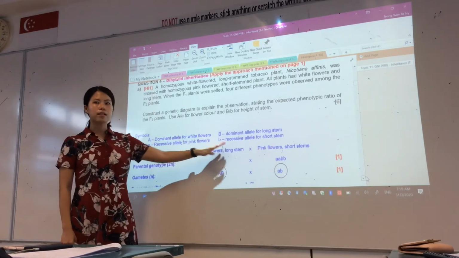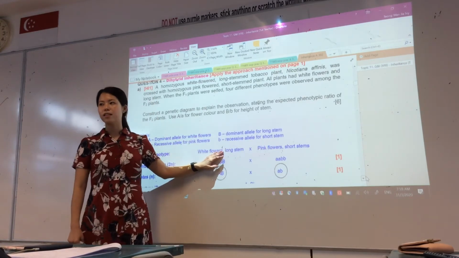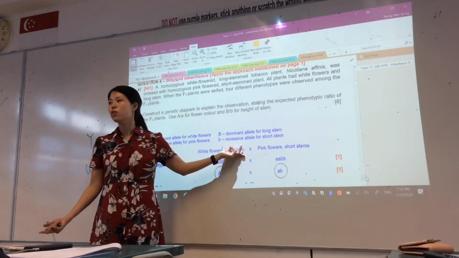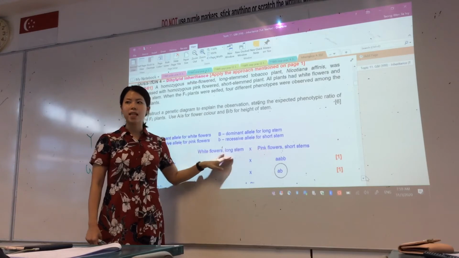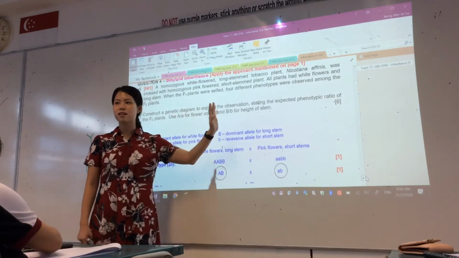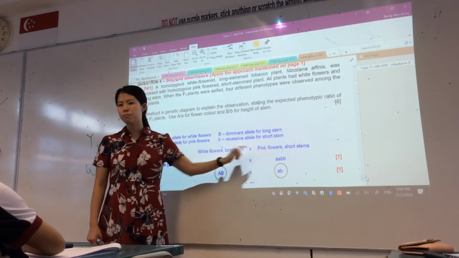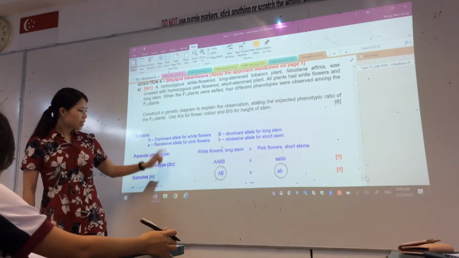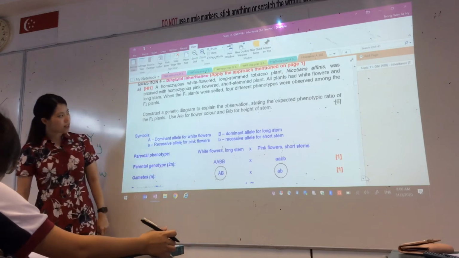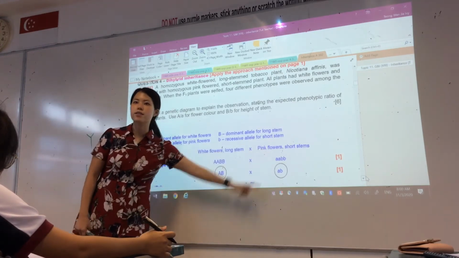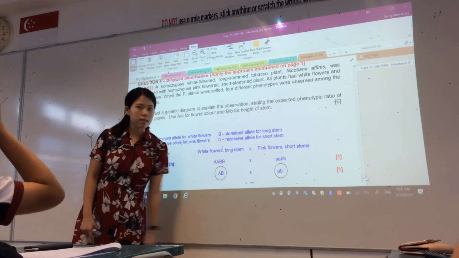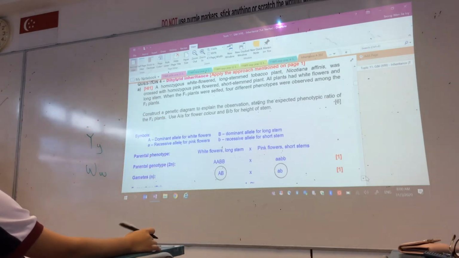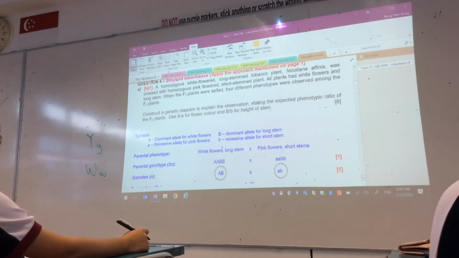Now, in this question, did they say the gender of the parent? Did they say like male part from this plant, female part? No. So there's no need to write the gender. But in other questions, if gender is specified, please put the gender as well, especially for sex-linked questions. Now, parental genotype, no issue, I think. Because they are homozygous, it should be all the same alleles. And the gametes. Now, a common mistake made by students. Some students are going to write this.